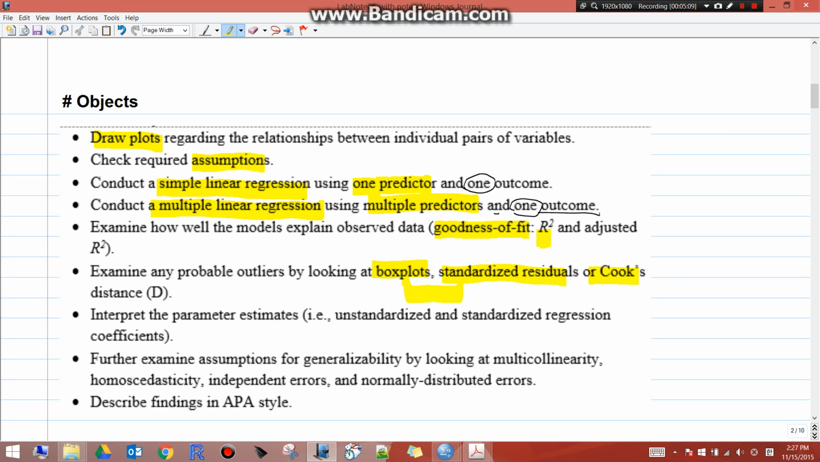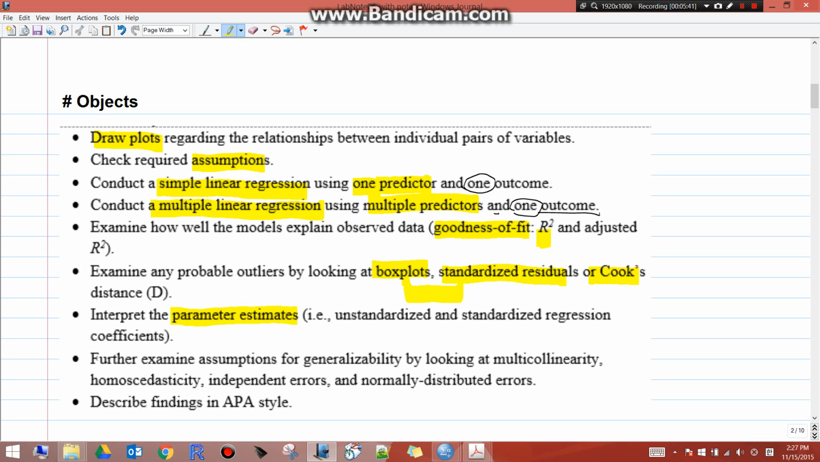And then once you think your model fits well, that means that the parameter estimates are trustworthy to be interpreted. First, we're good to go to interpret what the parameters mean, so we talk about how to interpret the parameter estimates, I mean both unstandardized and standardized regression coefficients. We're going to talk about that later in depth.